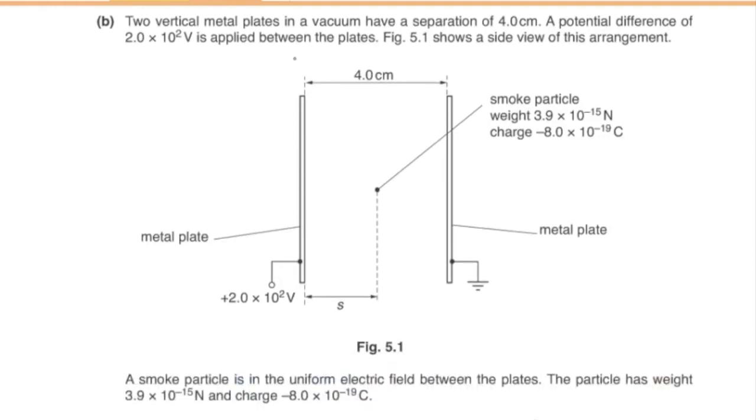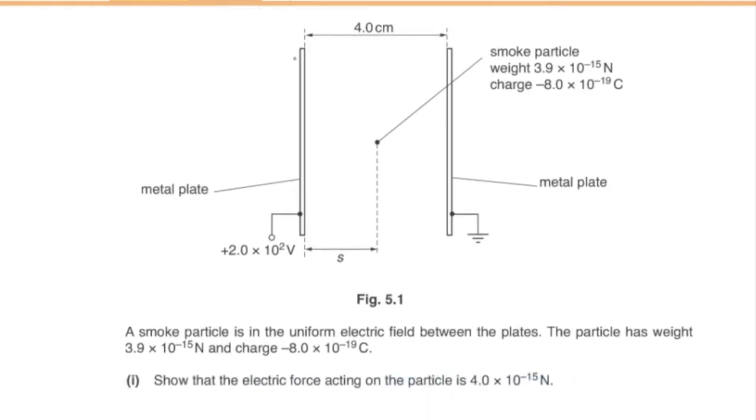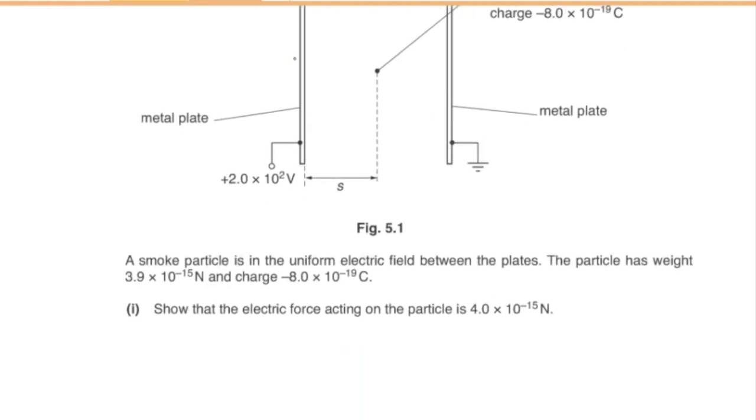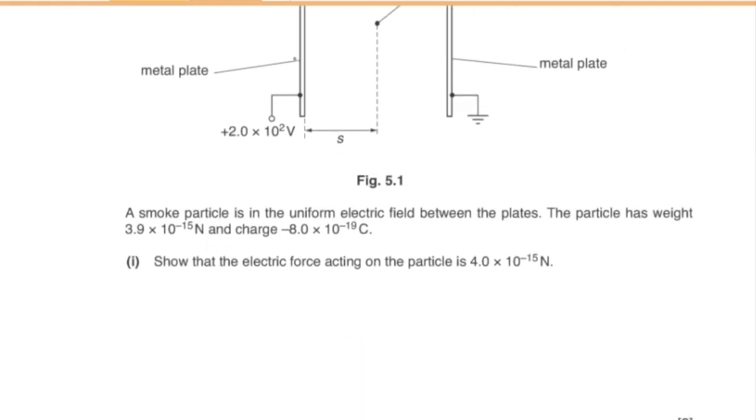Part B: two vertical metal plates in a vacuum have a separation of 4 centimeters. A potential difference of 2 into 10 to the power of 2 volts is applied between the plates. Figure 5.1 shows a side view of this arrangement. The smoke particle is in the uniform electric field between the plates. The particle has weight 3.9 into 10 to the power of negative 15 newtons and negative charge. Part 1, show that the electric force acting on the particle is 4 into 10 to the power of negative 15 newtons.